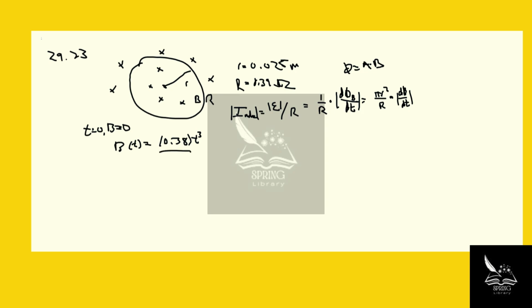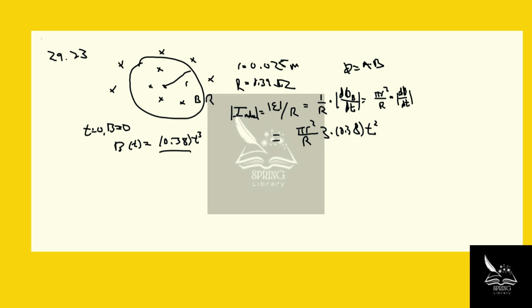But now we have a function for B of t, so we can also just evaluate that. So let's say this also equals pi little r squared over big R, times 3 times our constant factor 0.38, and this is t squared when we take the derivative.